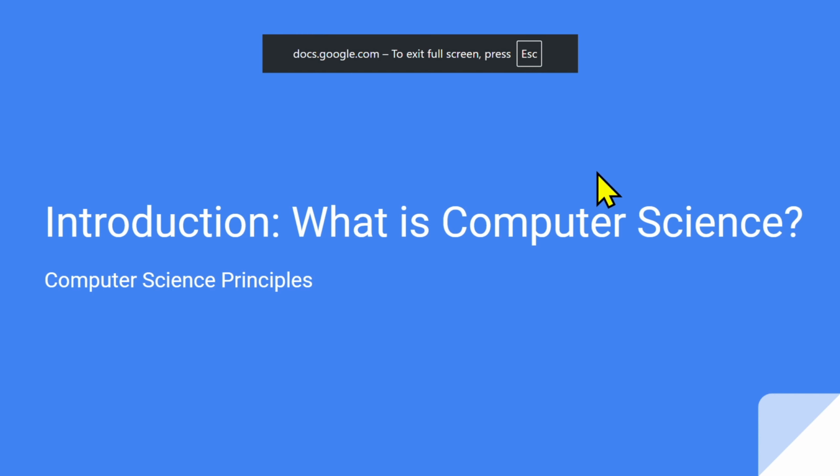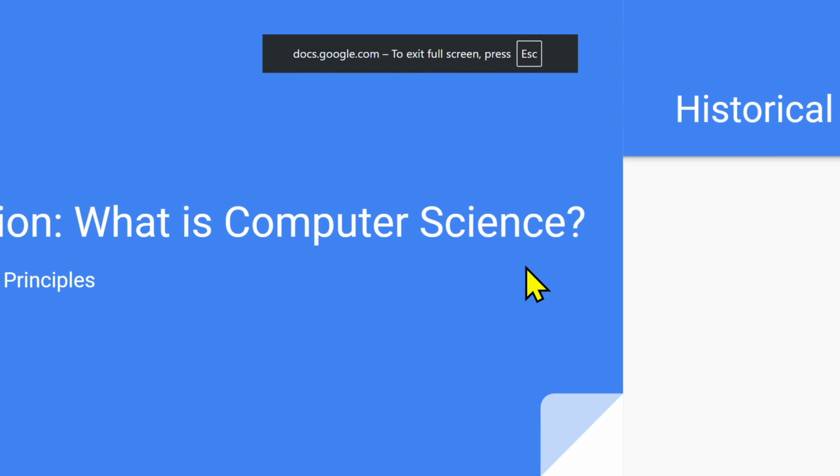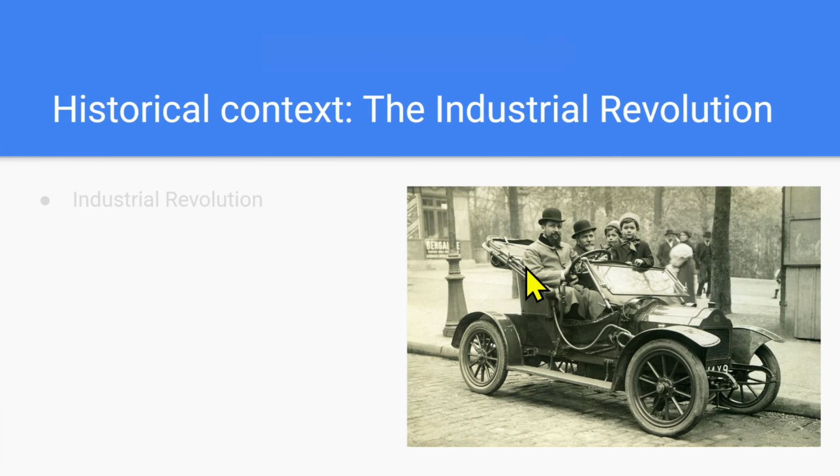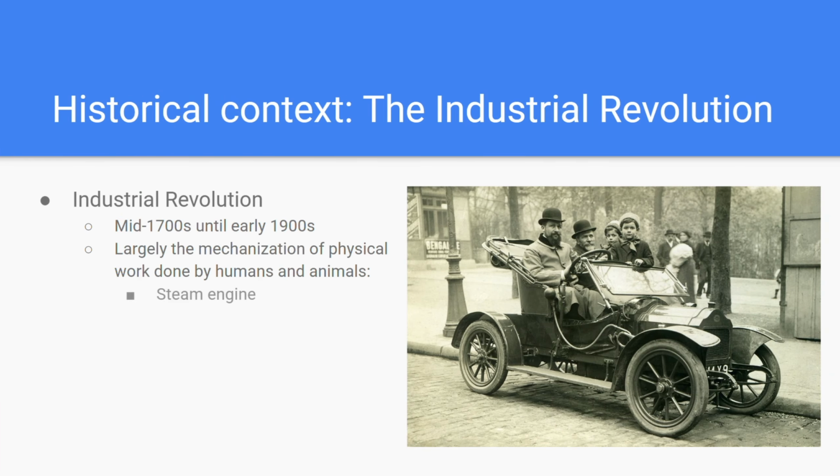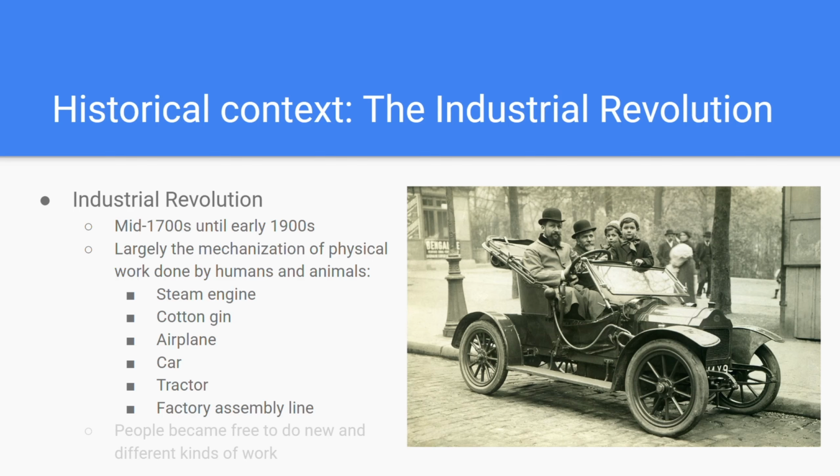Okay, so what is computer science? A quick historical context. So this is not social studies, so we'll keep this very brief. Okay, the Industrial Revolution you may have heard of, right? So it took place around the world, right, in different countries at different times. I think Britain had theirs before the U.S., for example. But really, the main goal here was mechanizing the work that was done by humans and animals.